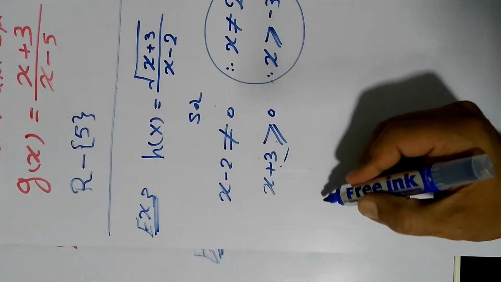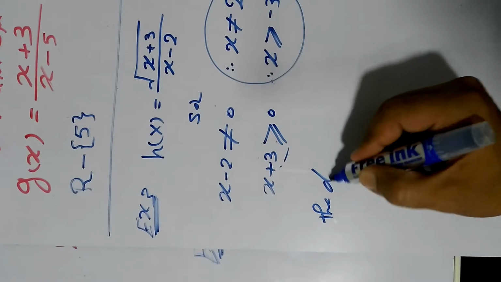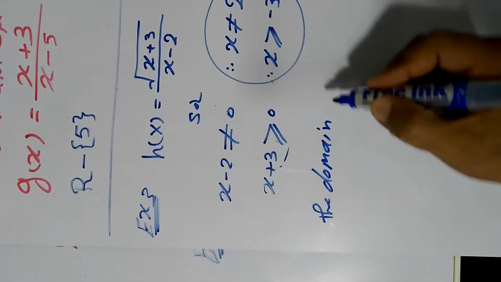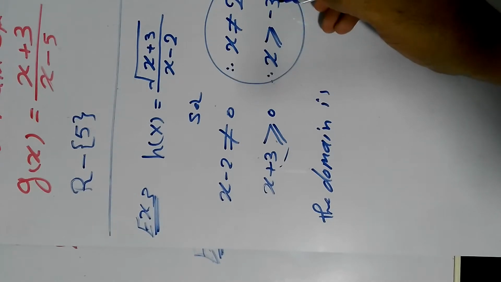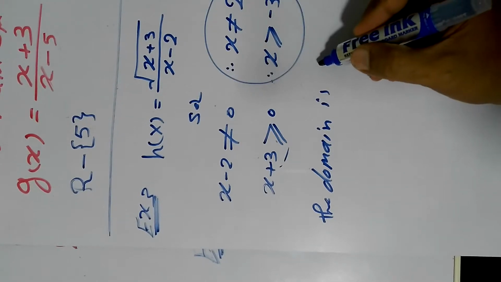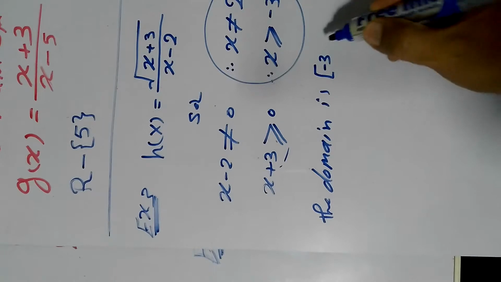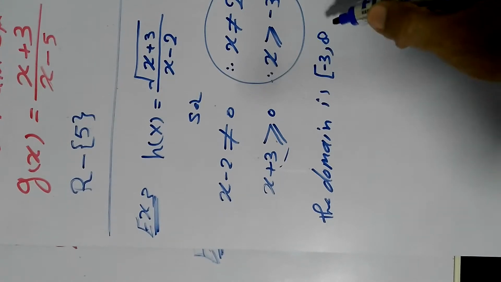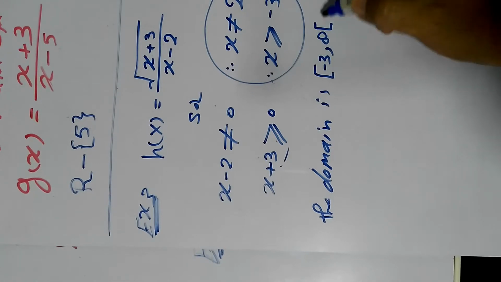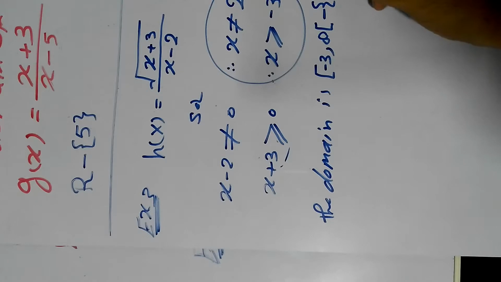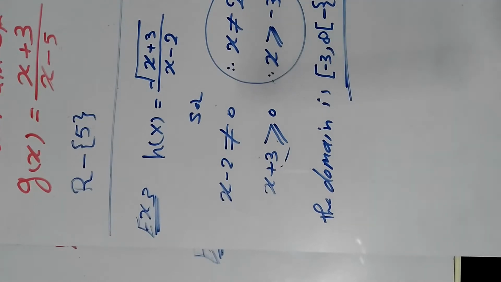So the solution, the domain, is x greater than or equal to negative 3. I'm going to write it down as an interval, so it's going to be negative 3 closed, infinity open. Exclude from that, take away from that, the number 2. This is the domain of the function.